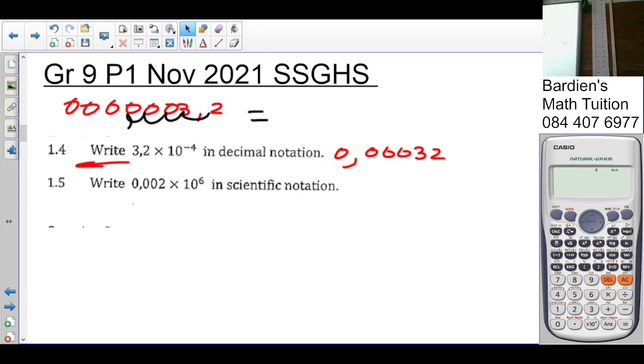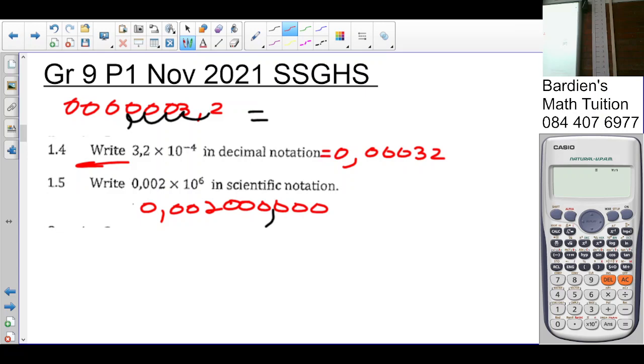However, the 6 is positive. So which way is this comma going? That way. We just add again a couple of zeros on the other side. How many places is it going to move by? 6. So it's 1, 2, 3, 4, 5, 6. So it's going to be 3,200,000. Do I have to write those zeros there? No. Okay.